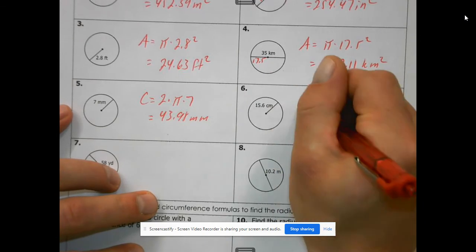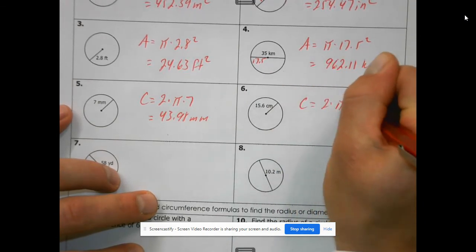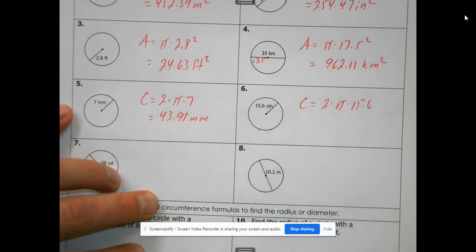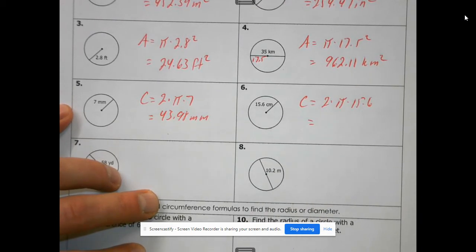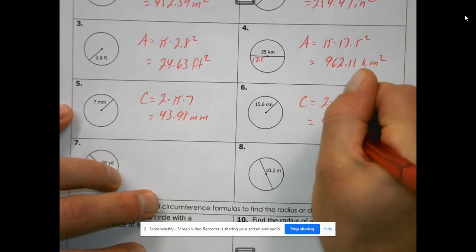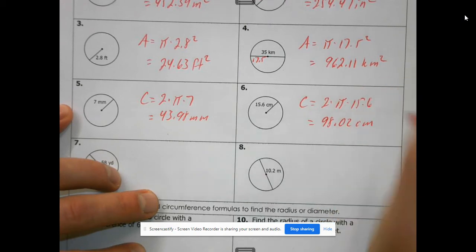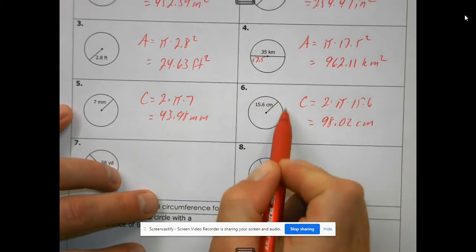6, there's your radius. Good to go. 2 times pi times 15.6. That comes out to be 98.02 centimeters. Remember, circumference is just distance around the circle.